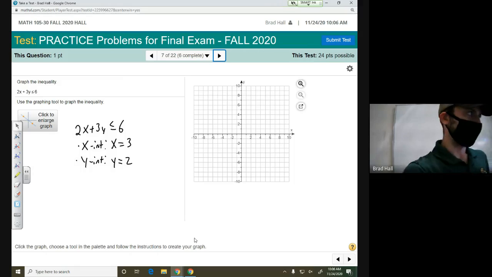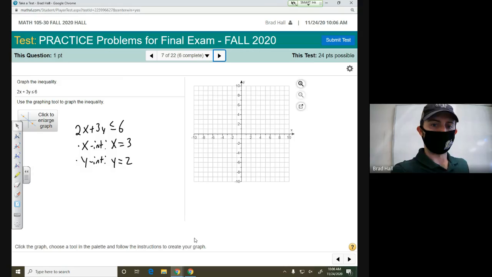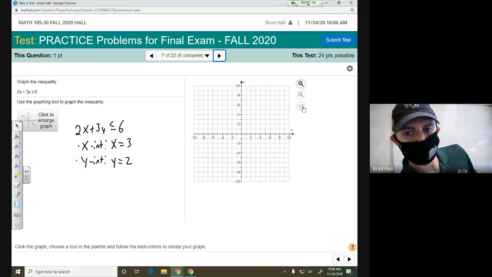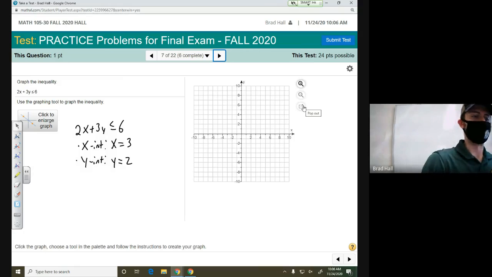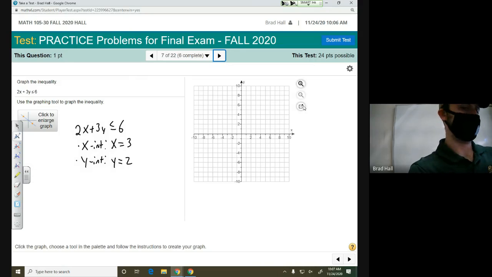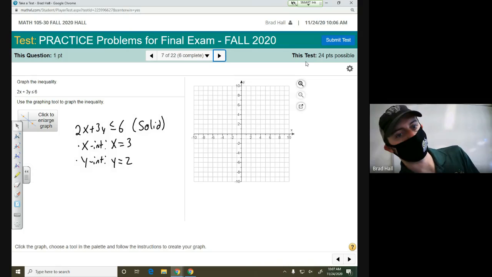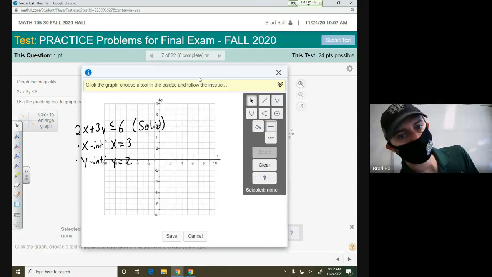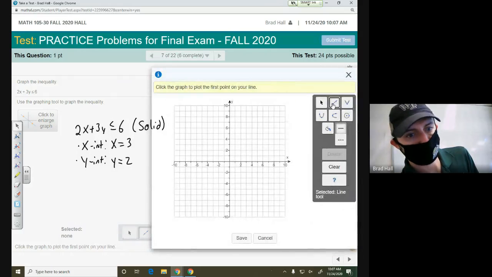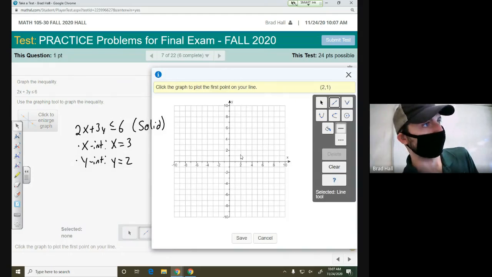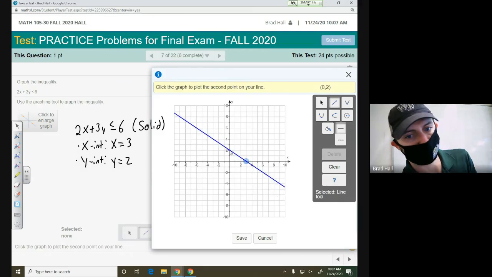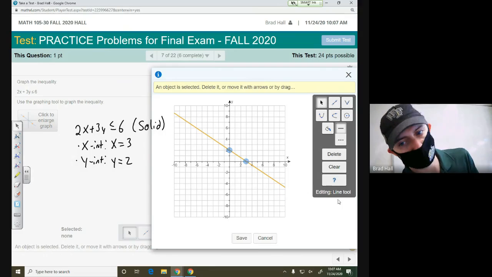And so once you figure out the x and the y-intercept, well, we can go ahead and plot those points. But before I do so, I want to make it clear that we get a solid line as well. We're going to have a solid line because we have an equal to part in our inequality. So the x-intercept goes here, the y-intercept goes there, the line is solid.